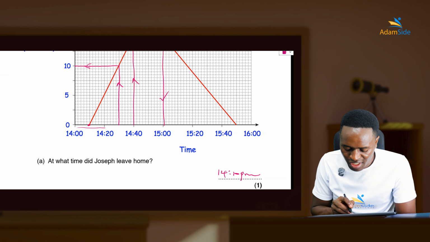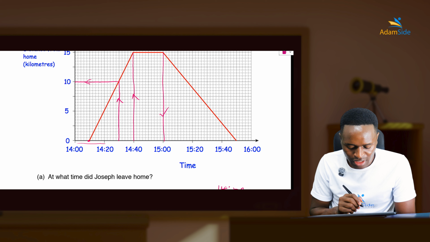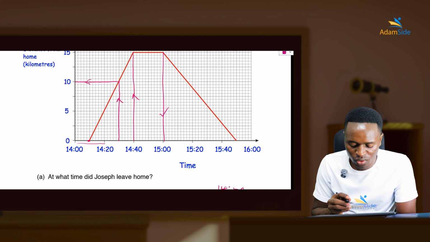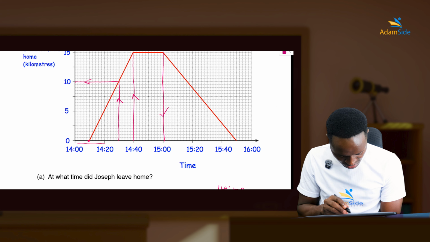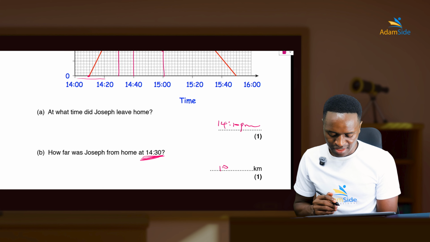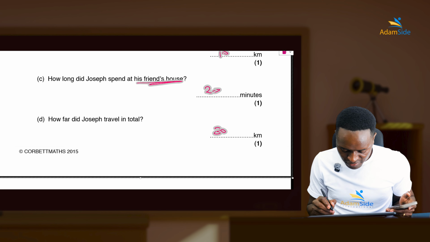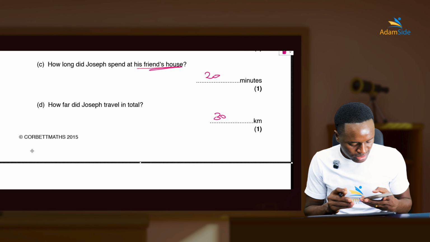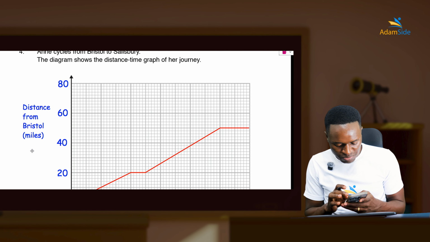How far did Joseph travel in total? They want the total distance covered. So you can see he moved for 15 minutes and came back for another 15 minutes. That means he covered 30 kilometers. So how far did Joseph travel in total? 30 kilometers. He went and came back.